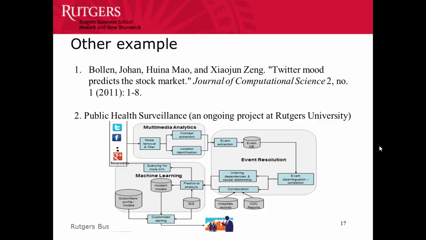The next example is called public health surveillance. This is an ongoing project at Rutgers University in collaboration with the medical school. They still use social media, but for a different purpose. It is to see whether they can use big data to predict or prevent any outbreak of diseases. So let's take a look at the detailed level.